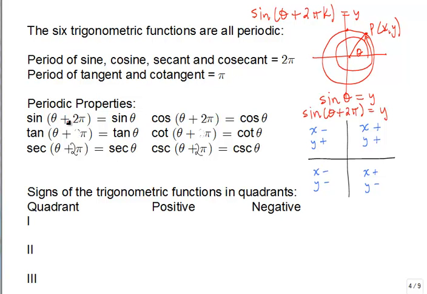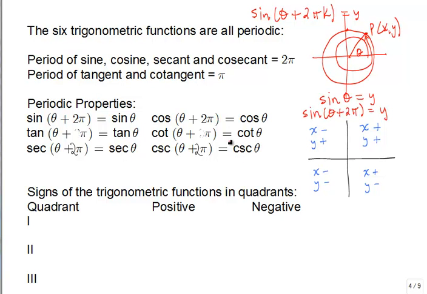Sine of theta plus 2 pi gets you back to sine. Cosine of theta plus 2 pi gets you back to cosine. Tangent of theta plus pi gets you back to tangent. Cotangent of theta plus pi will have the same value as cotangent of theta. And then secant and cosecant of theta plus 2 pi gets you back to secant of theta or cosecant of theta.